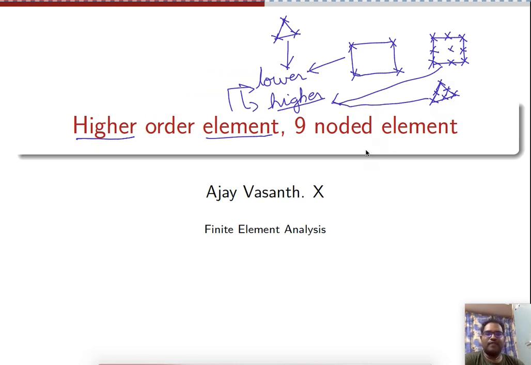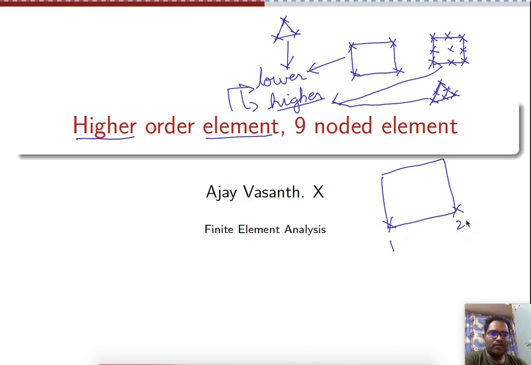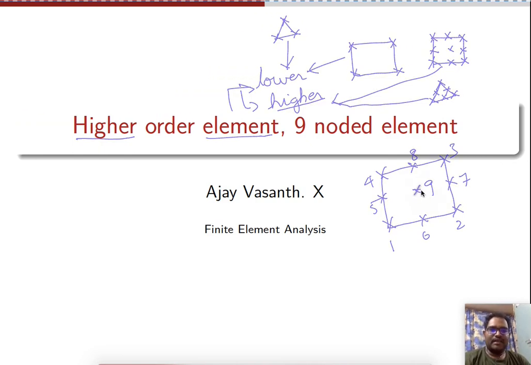So what we are trying to find in this particular video is a 9-noded rectangular element. So we'll have node number 1, 2, 3, 4, 5, 6, 7, 8 and 9. So we'll be having 9 nodes, and we are trying to find out the shape function for this particular element as a whole.